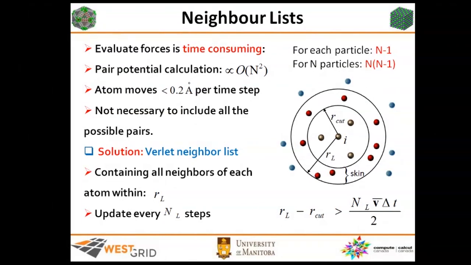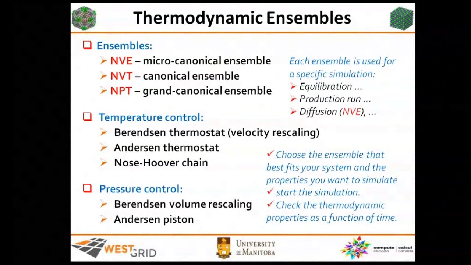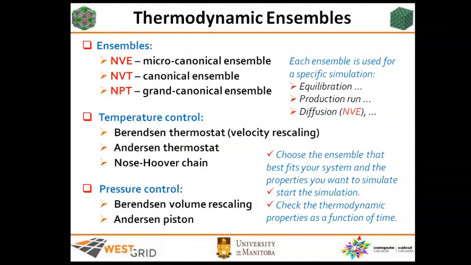But if you want to study some properties like diffusion, for example, you should not use a thermostat to control your temperature or a barostat to control the pressure. For this kind of simulation, we use the NVE ensemble. To control the temperature, there are some algorithms, for example, the Andersen thermostat and Nosé-Hoover chain. You can find the documentation about them, because there are many equations for them, so I don't want to go there. To control the pressure, there are also some algorithms.